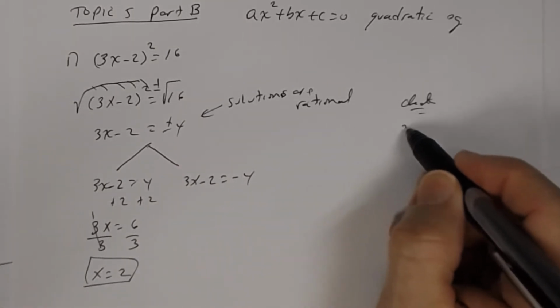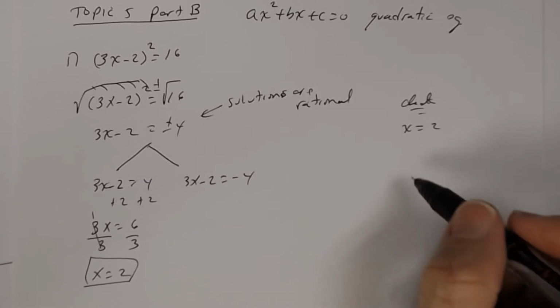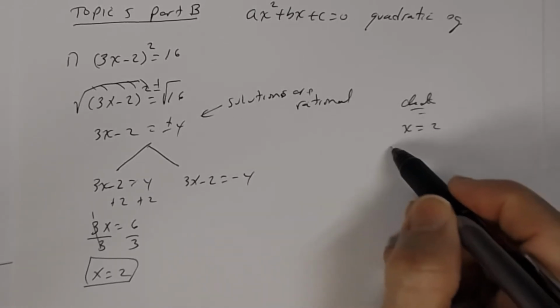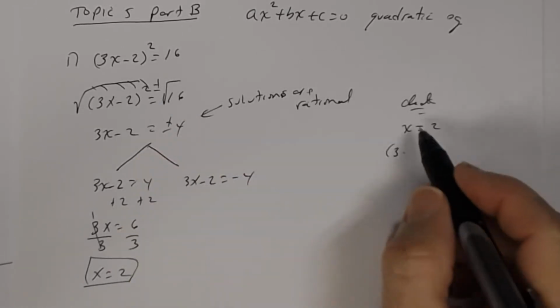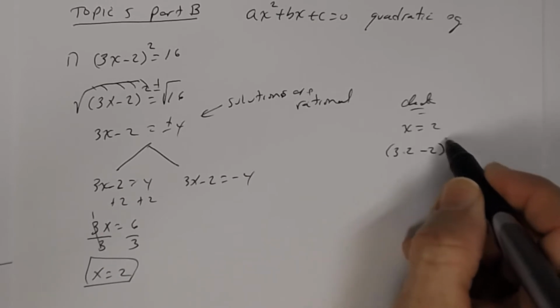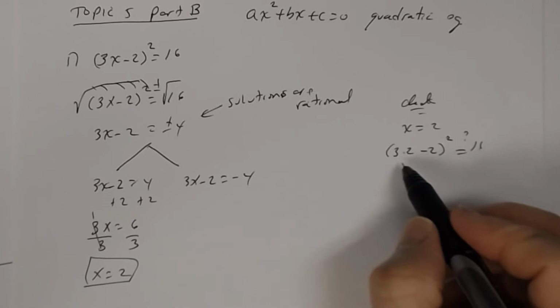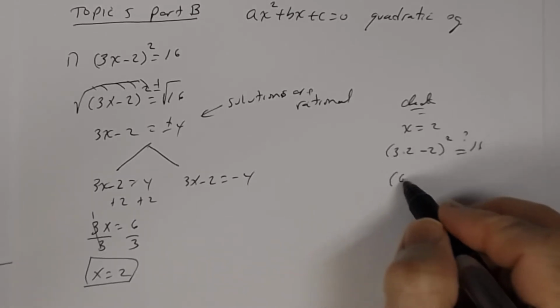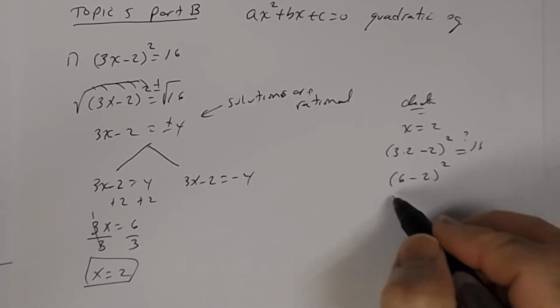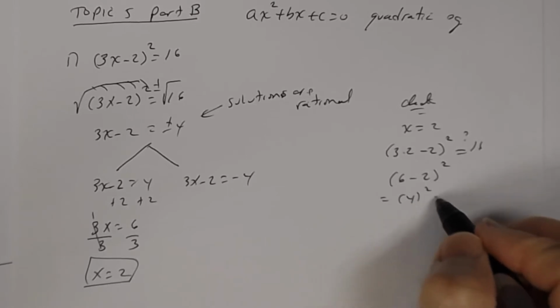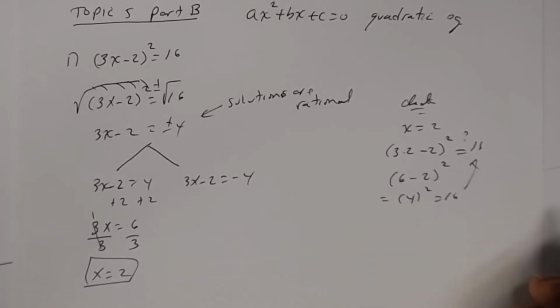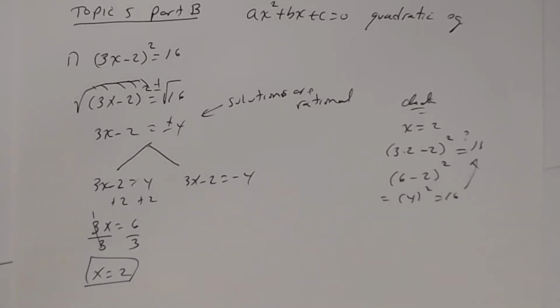But if you wanted to, you would check x equal 2, and I'm going to check just one of them. So you would say, always go back to the original, 3 times 2 minus 2 squared, and you want to see that it's going to equal 16. Well, 3 times 2 is 6. 6 minus 2 squared becomes 4 squared, which is 16, and that's what you wanted. Okay?